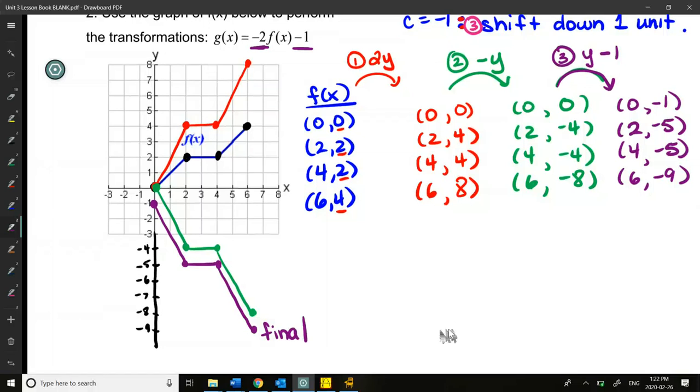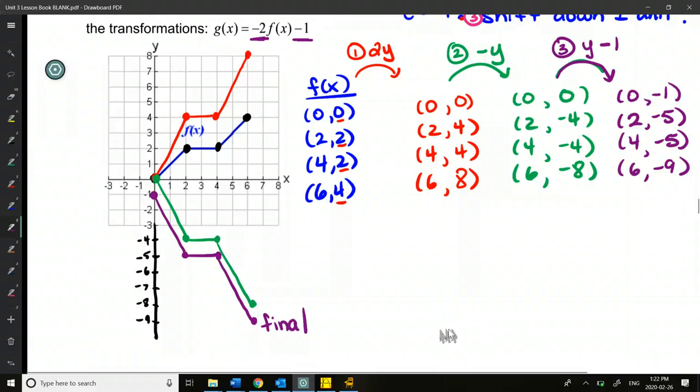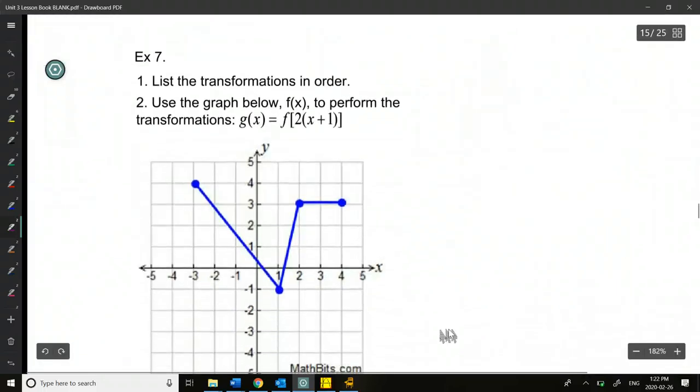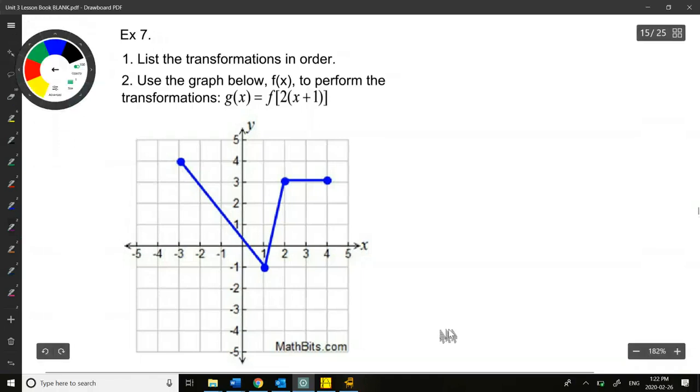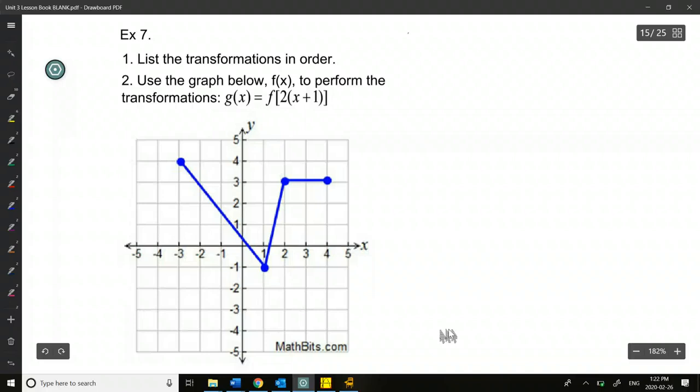Okay, let's try a couple more here. Is everyone okay if I scroll? Okay, let's take a look. List the transformations in order. A's, K's, D's, C's, what do we have here? Lauren: A equals 2 and D equals negative 1.